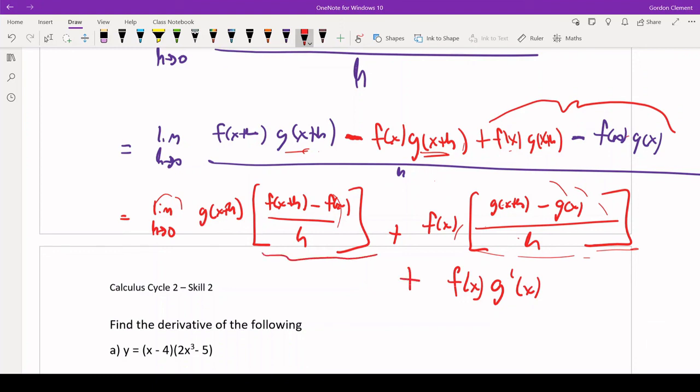This one here is the derivative of f as h goes to 0. So that's going to work because we said f has a derivative.